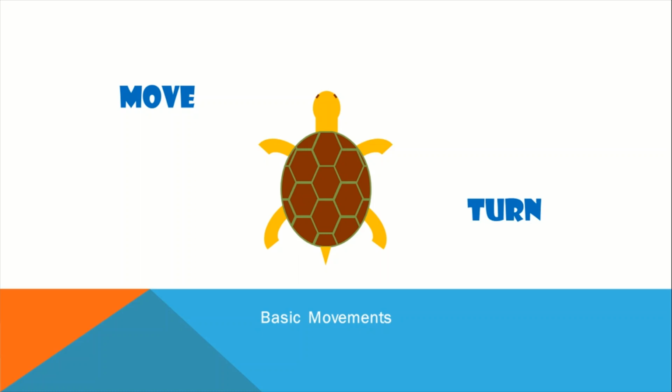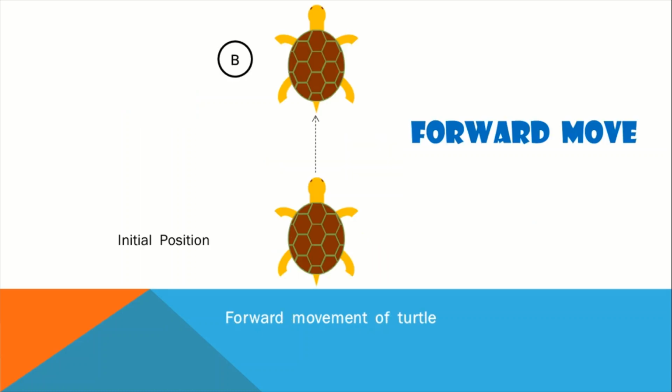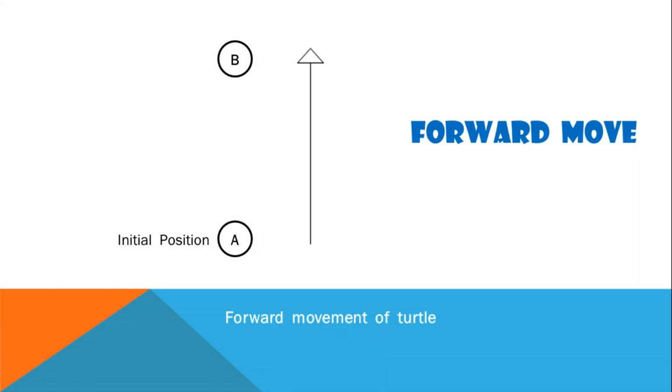First kind of movement is forward move. As shown on the screen, A is the initial position from where the turtle starts and it moves forward till the point B. So, we can call this a forward movement of turtle from point A to point B. Forward movement of turtle from point A to point B will trace a line as shown on the screen.